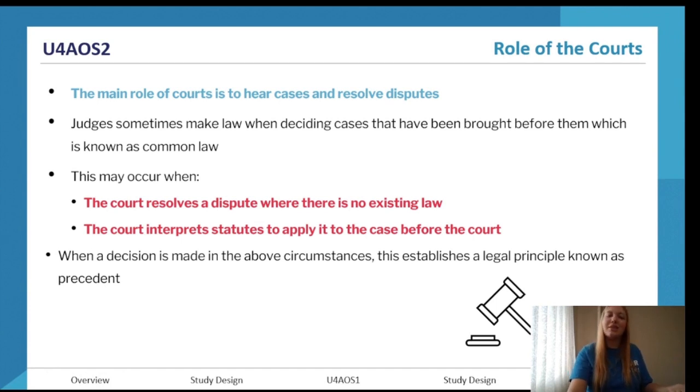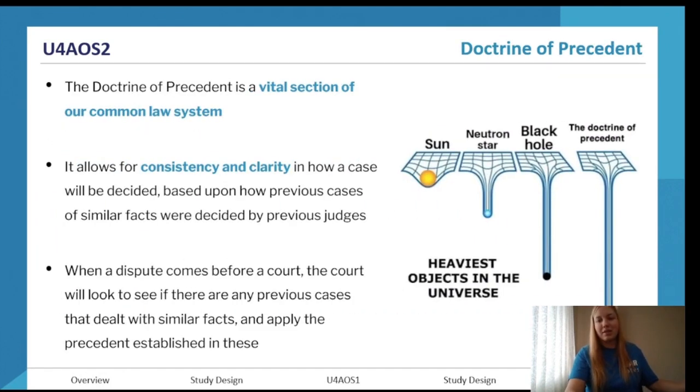So in this area of study, you need to know about precedent and the doctrine of precedent. It is a very heavy, very important subject. It is a really important section of our common law system. It allows for judge-made law to actually operate and be effective. And it allows for consistency and clarity in how cases will be decided based on how prior cases with similar facts were decided by previous judges. So, when a dispute comes before a court, the court will first look to see if there were previous cases that dealt with similar facts and apply the precedent established in these.